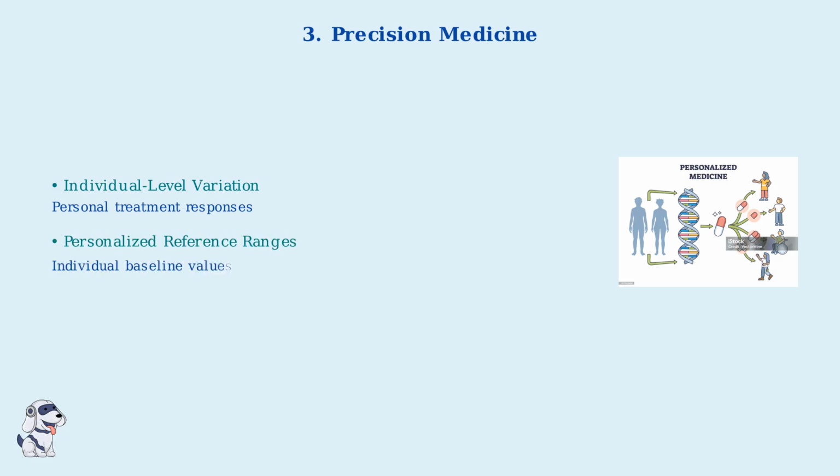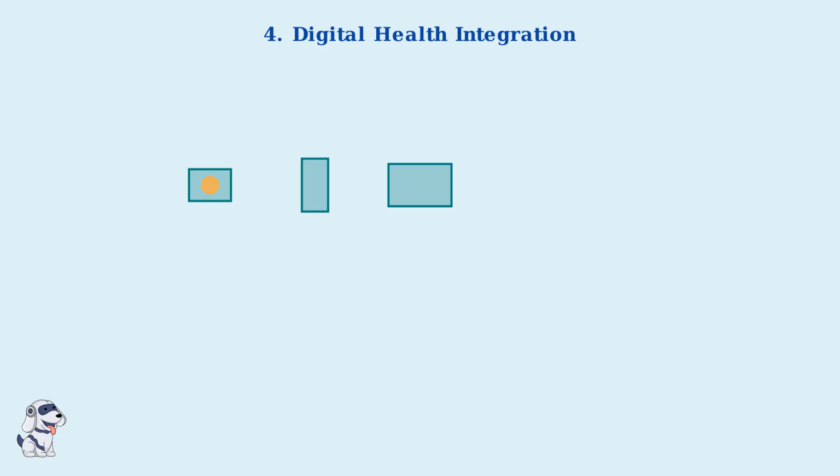Personalized reference ranges replace standard population norms with individualized baselines based on genetic, lifestyle, and environmental factors. Biomarker distribution studies analyze how biological indicators vary across individuals to identify optimal treatment strategies for specific patient subgroups. Finally, digital health integration is creating new data sources that require innovative statistical approaches.